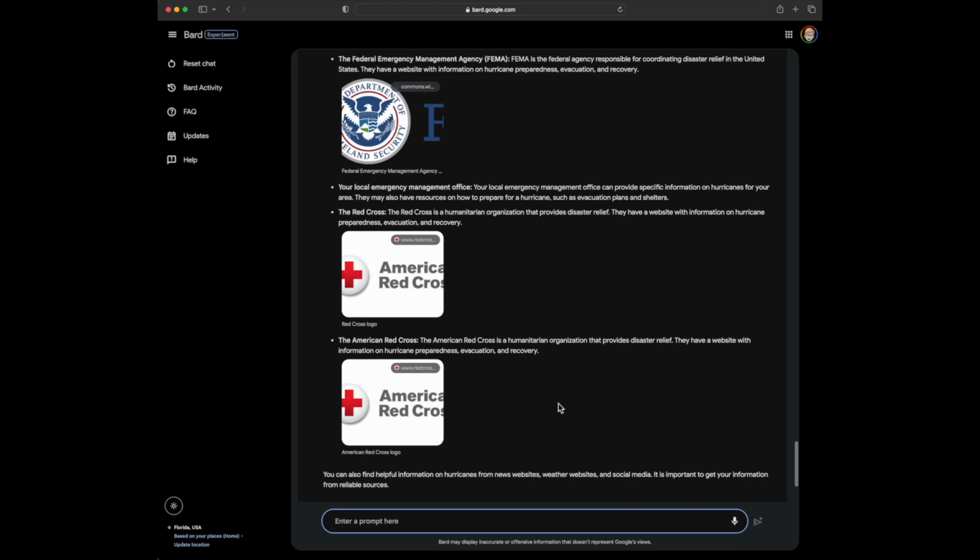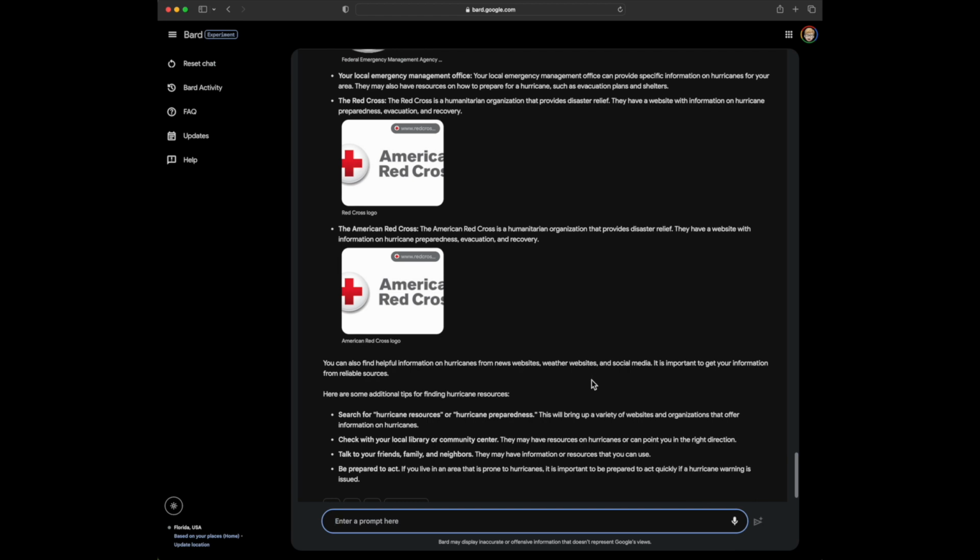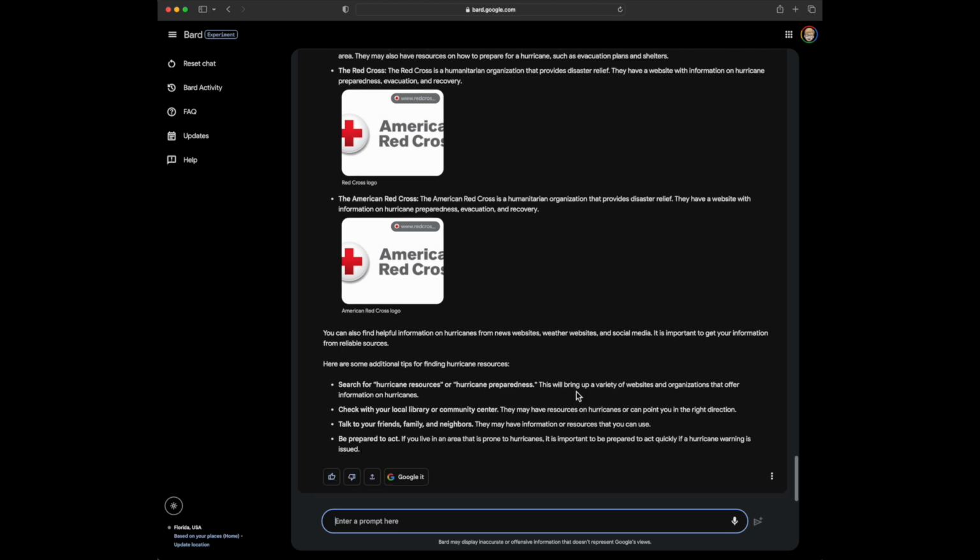You can find helpful information on hurricanes from news websites, weather websites, and social media. It's important to get your information from reliable sources. Here are additional tips for finding hurricane resources. Search hurricane resources or hurricane preparedness. This will bring up a variety of websites and organizations that will offer information on hurricanes.